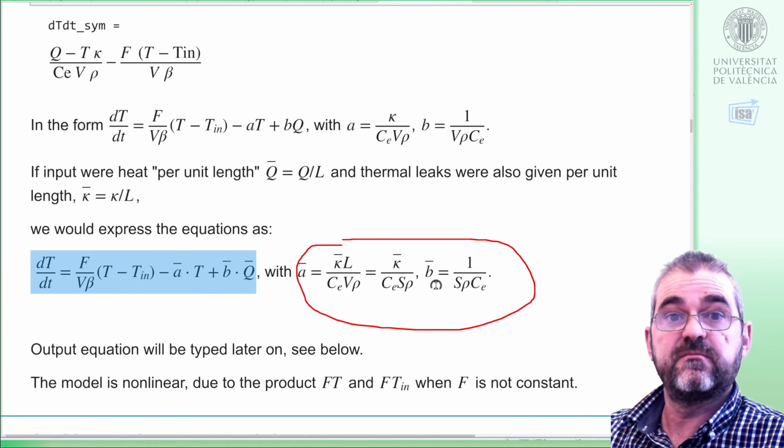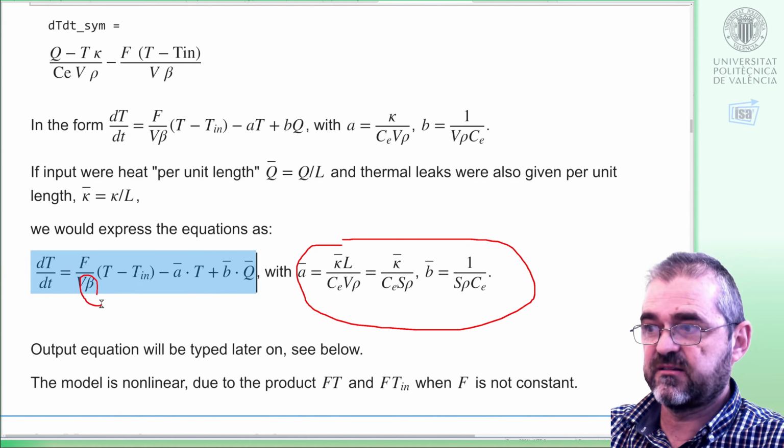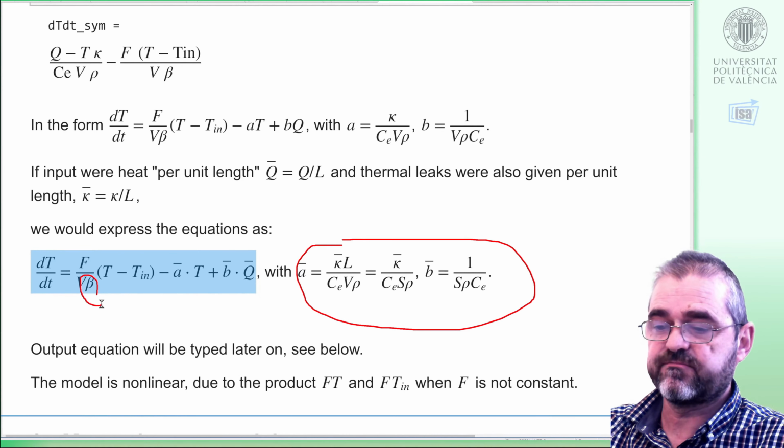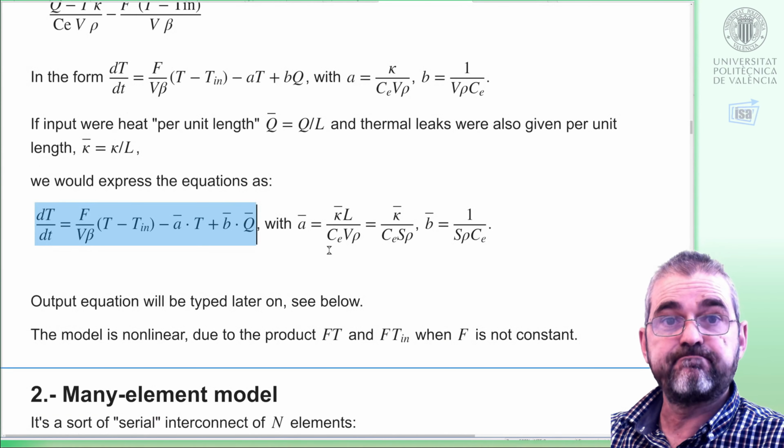But in summary, this is the first order element with a given exponential temperature profile implicitly encoded in beta that will be used as the basic building block for our finite element tubular heater approximation. This is the state equation. We'll later on discuss the output equation.